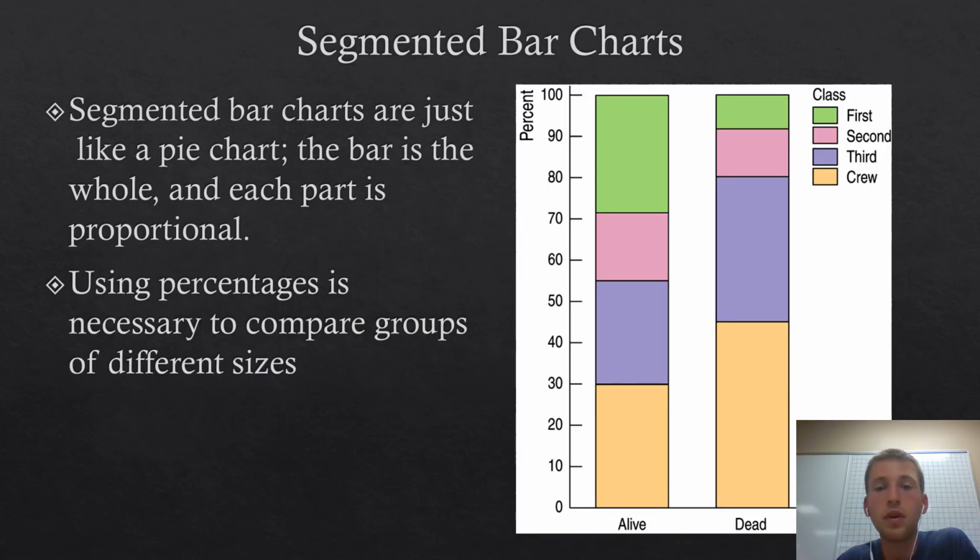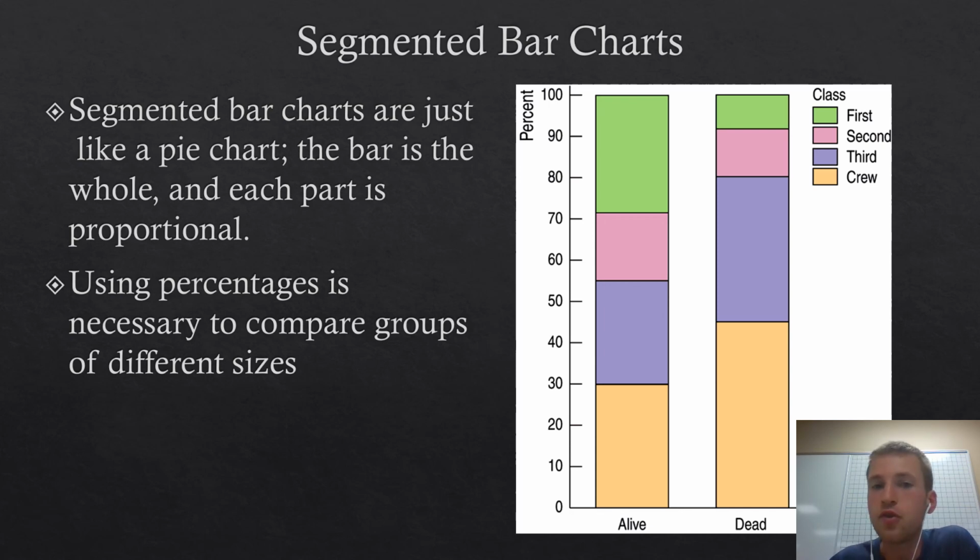This might be the one type of categorical data display you've maybe not seen before, but it's very similar to a pie chart. It's called a segmented bar chart. So segmented bar charts are just like a pie chart, except now the bar is the whole and each part is proportional. So like we had a pie, a circle with different pieces in it, we have that same thing now with the segmented bar chart, except the entire rectangle is our 100% piece, and then we break that 100% up into different segments that show the proportion of each category.